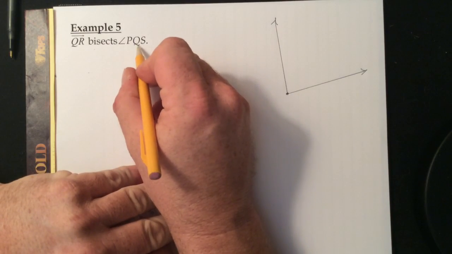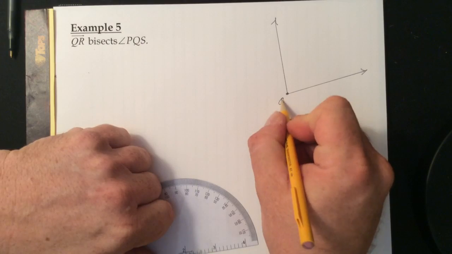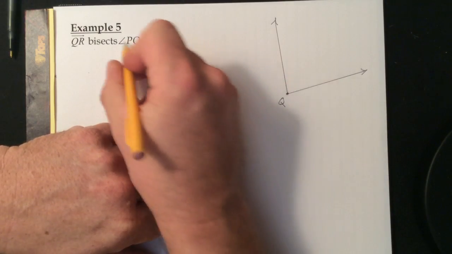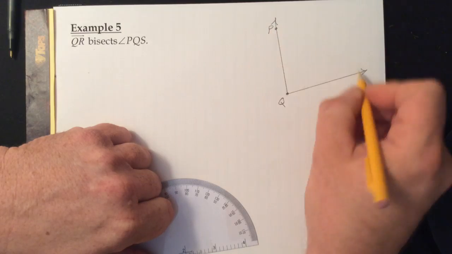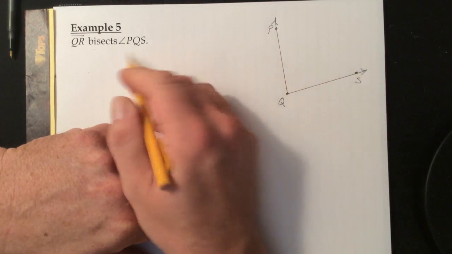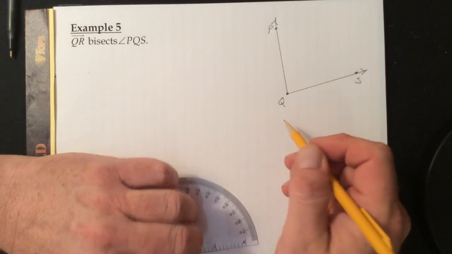Q must go in the middle or in between. Since it's in between in the naming, it has to be the vertex, Q. P can either be up here or over here. I'm going to put P up here and S over here. So we now have angle PQS. Ray QR bisects that angle.